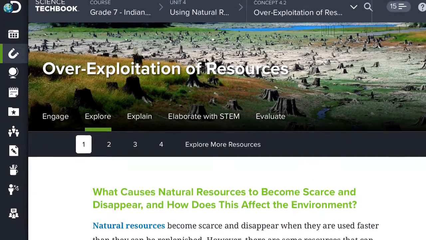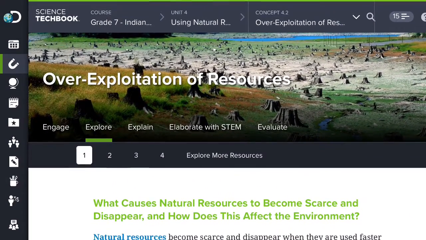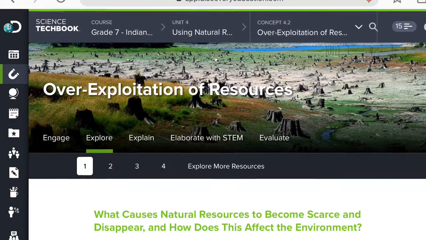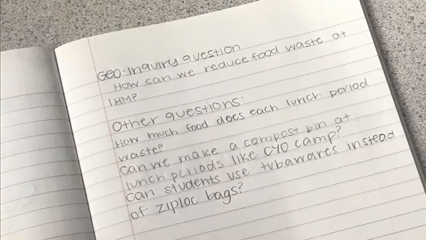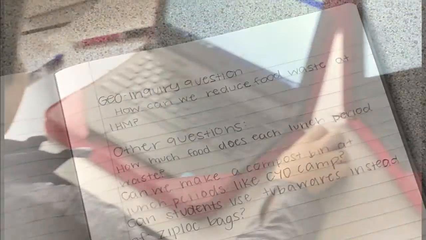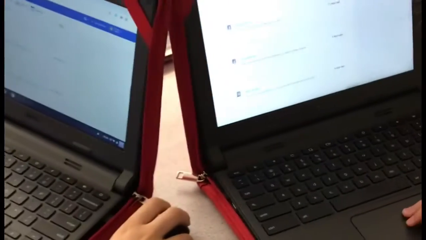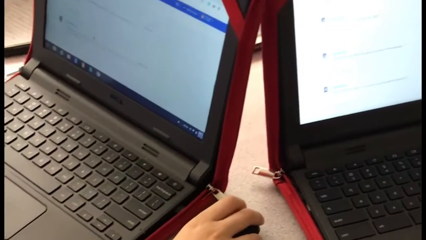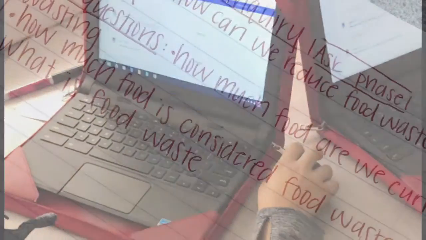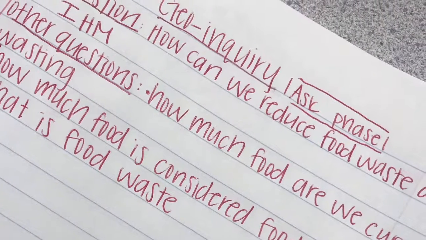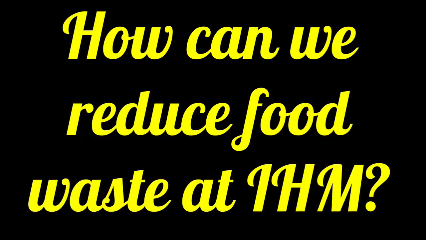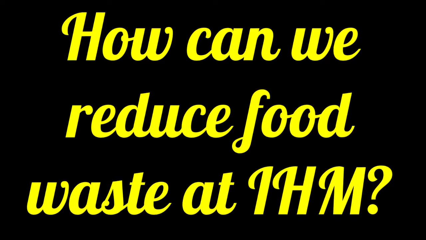We started thinking about our Geo Inquiry project when we started our Natural Resources unit in Mrs. Honor's class. Mrs. Honor gave us worksheets to help us discover a problem in our community or school. Each student wrote their own question on the discussion board. Once we had a large pool of questions, we narrowed it down to 3 possible options. We discussed how each would work and voted on which question we wanted to use. Our Geo Inquiry question was, how can we reduce food waste at IHM?